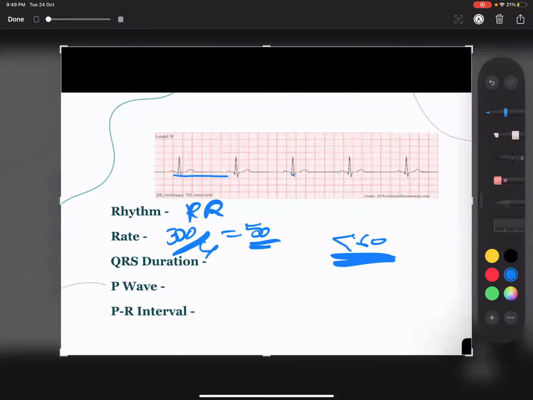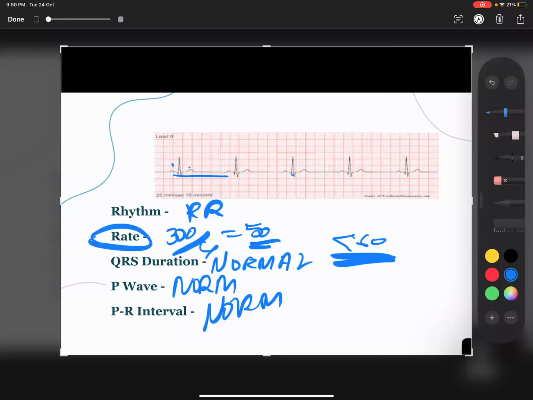Okay, the P wave, do we see a P wave before everything? Yes, we do. Seems normal. Good. So it's normal. And the PR interval, from here to here, it's normal. So the only problem is that the rate is lower than usual.